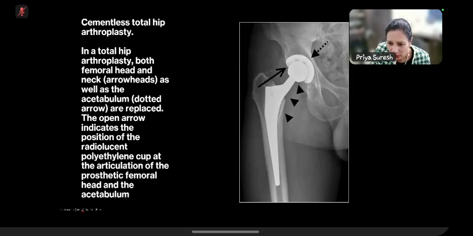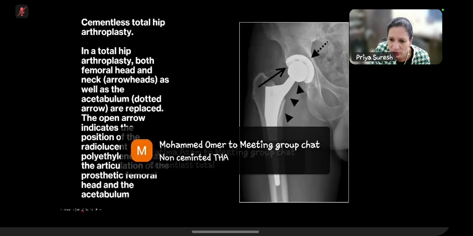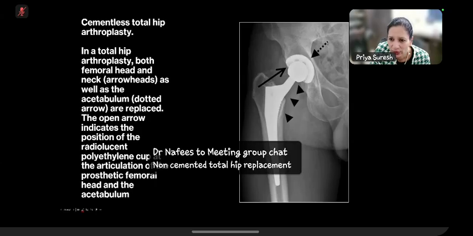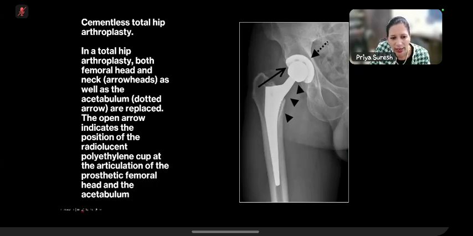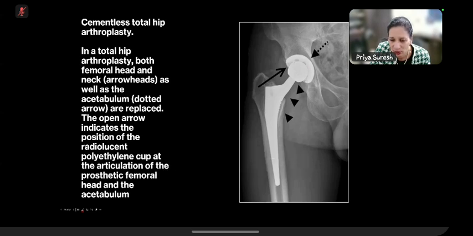So no cement. So you can see it's that press fit kind of a prosthesis, and it's having the femoral head, and then it's having the acetabular component. Okay, so it has a femoral component and it has an acetabular component. So the open arrow indicates the polyethylene cup at the articulation of the prosthesis and the acetabular component. This is the liner, the polyethylene cup that articulates.